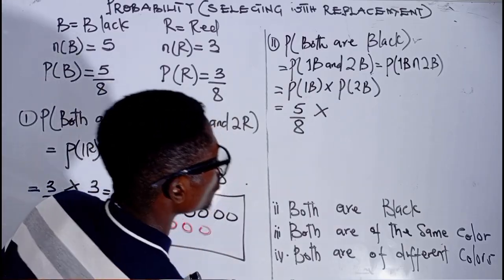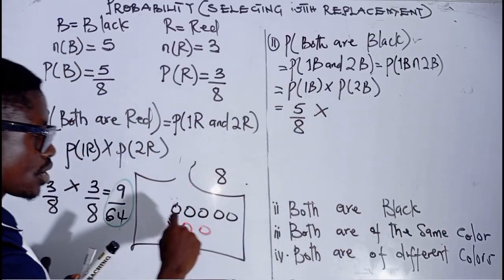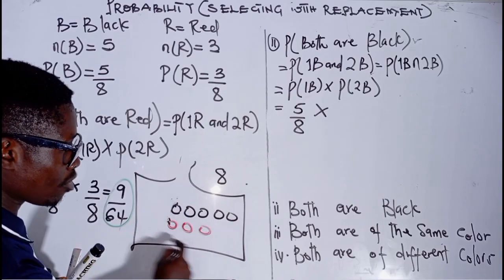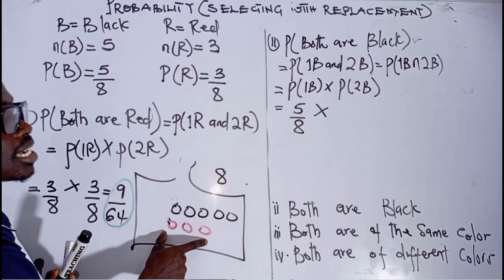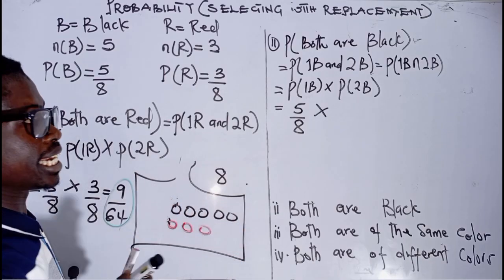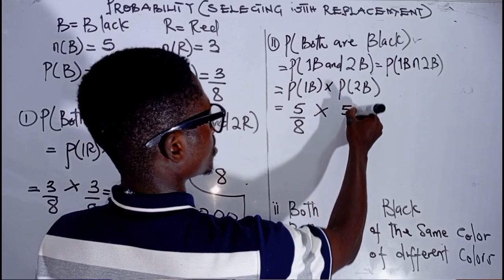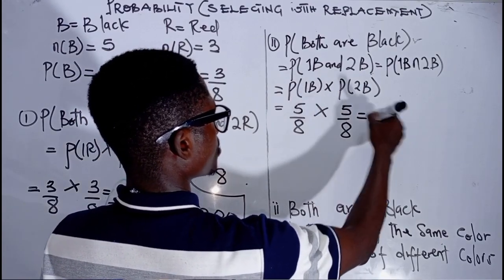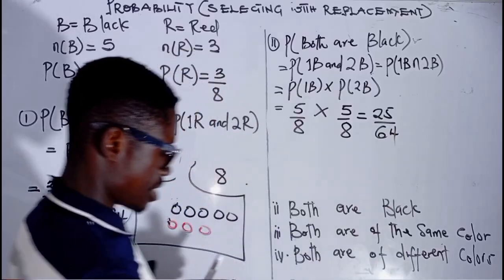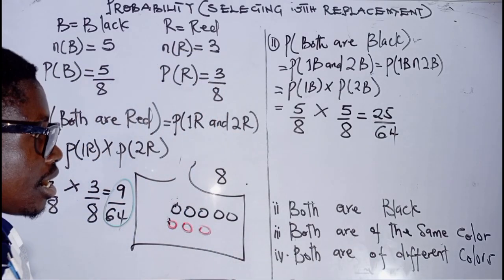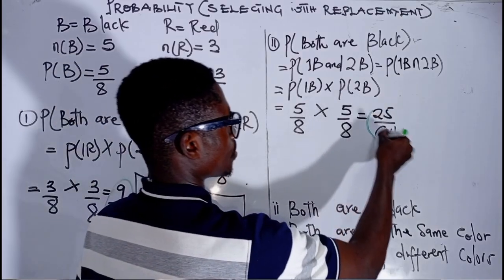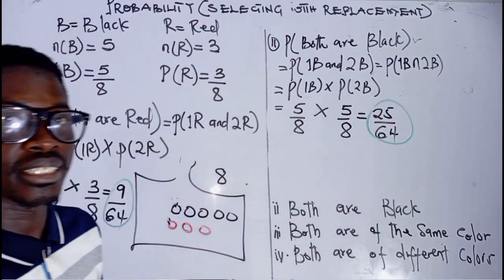So on the second draw, the number of black marbles in the bag is still 5, and the number of marbles in the bag is still 8. So we are still going to use 5 all over 8, and that's going to give us 25 all over 64. And then you are done. As easy as that. So the probability that both are black is 25 all over 64.